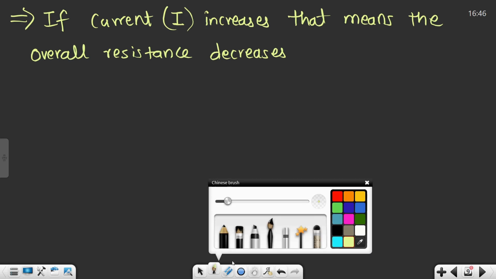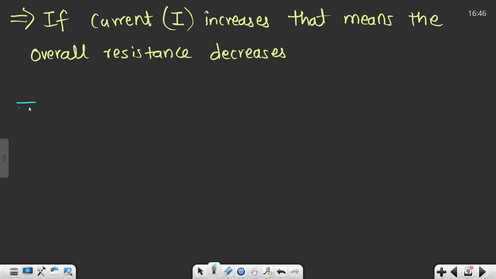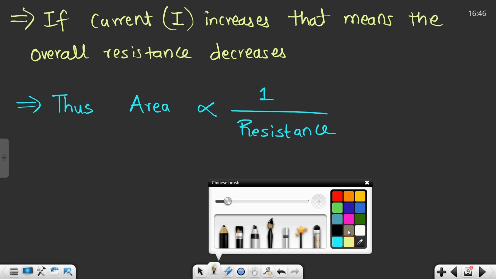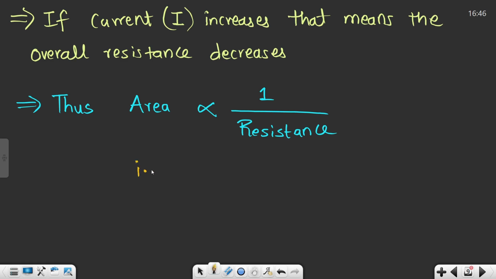So what does that mean? That means, let me write over here, thus area is inversely proportional. This particular parameter is inversely proportional with the resistance. Okay, that is, R is inversely proportional to A, or the area. So as the area of a conductor increases, its overall resistance decreases. This is what it means.